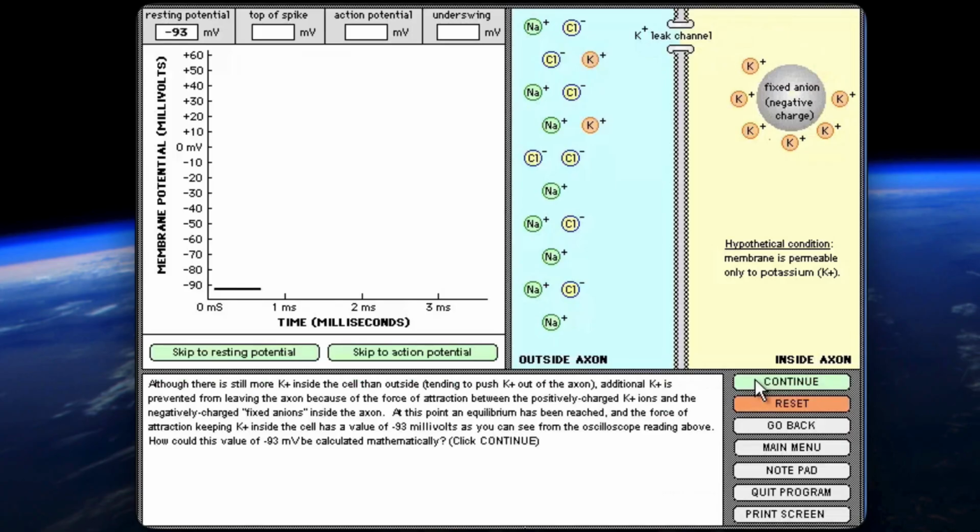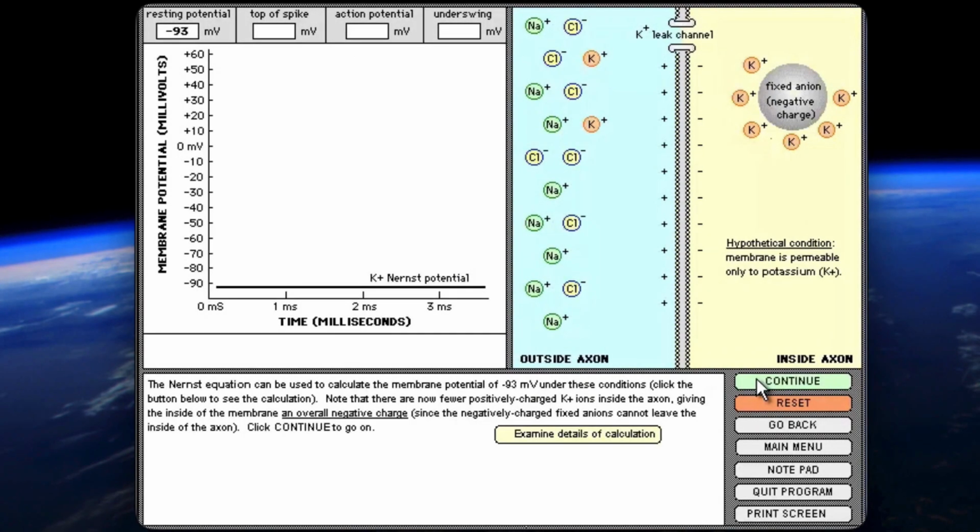Although there is still more potassium inside the cell than outside, tending to push potassium out of the axon, additional potassium is prevented from leaving the axon because of the force of attraction between the positively charged potassium ions and the negatively charged fixed anions inside the axon. At this point, an equilibrium has been reached, and the force of attraction keeping potassium inside the cell has a value of negative 93 millivolts, as you can see from the oscilloscope reading above. How could this value of negative 93 millivolts be calculated mathematically?